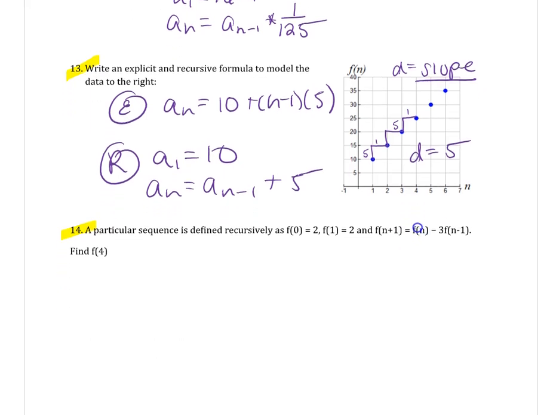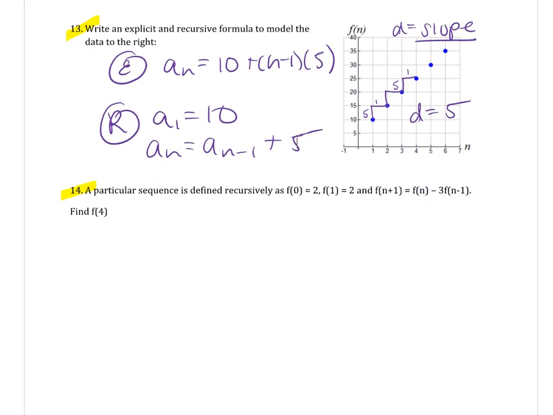Now, for number 14, these are the ones that kind of stump you guys just because they're in a different notation than we're used to. This is a particular sequence that's been defined using function notation. Okay, so a particular sequence is defined recursively such that f of 0 equals 2, f of 1 equals 2. I want to find f of 4. They give you a pattern here, so I need you to follow the pattern.